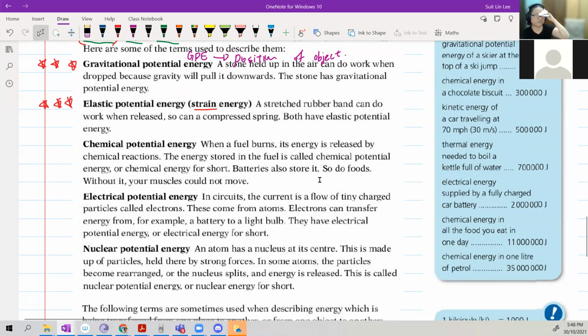Battery also has it, food also has it, and without chemical energy, your muscles will not move because they just cannot. It needs to have something to burn. You play Minecraft? I play Minecraft. What is Minecraft's source of energy? Minecraft has a lot of chemical energy.